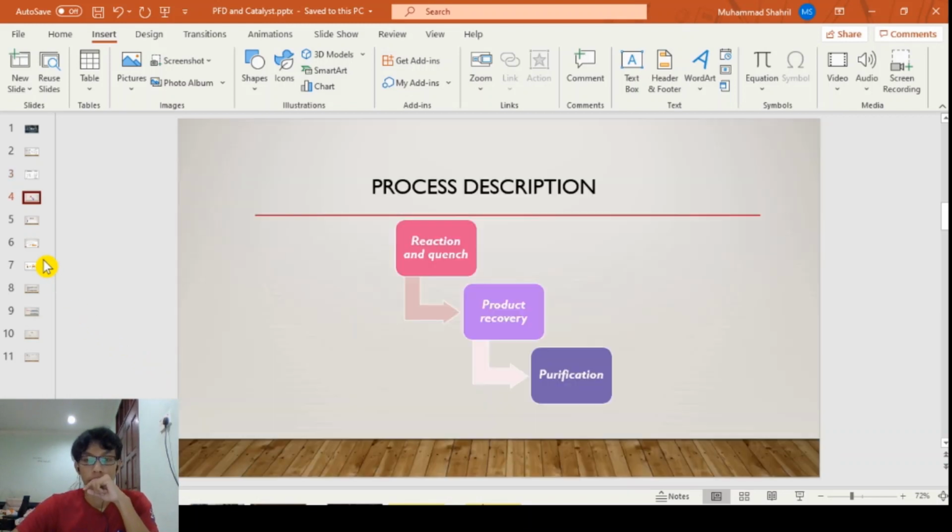Click next. Okay, for the process description, we have three parts, which are reaction and quench, product recovery, and lastly the purification. Basically, all of these have their own equipment.